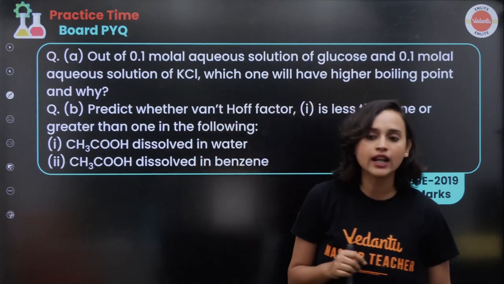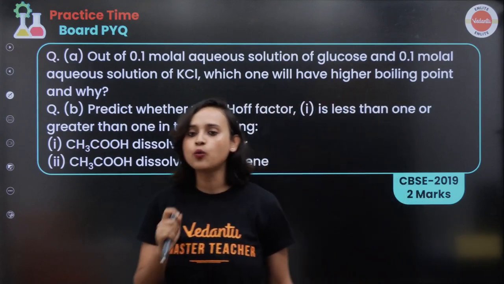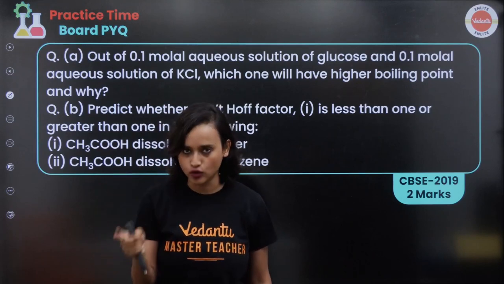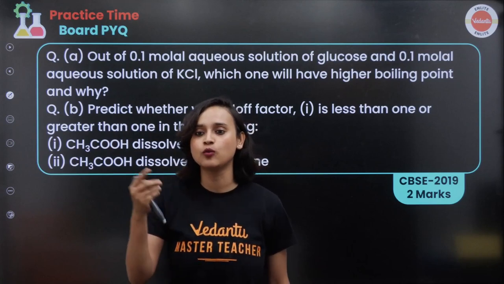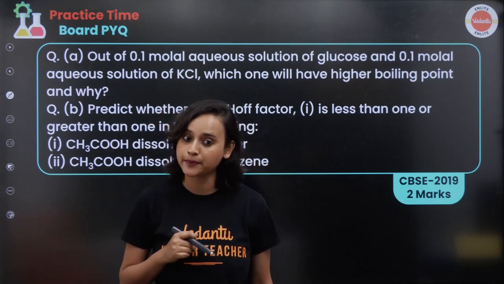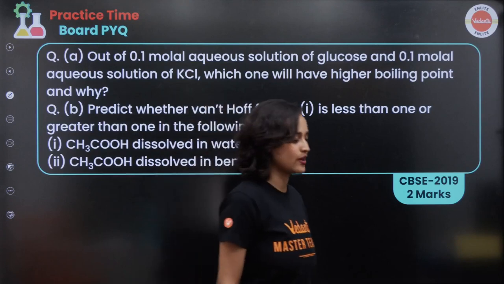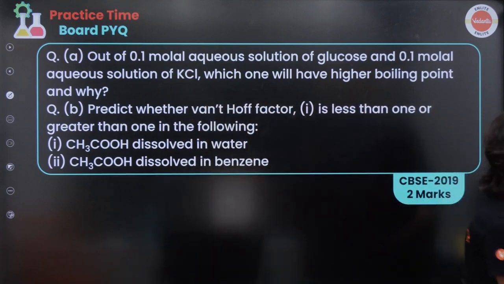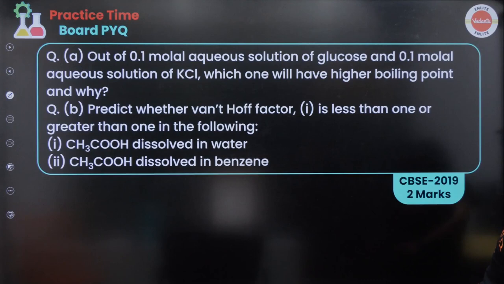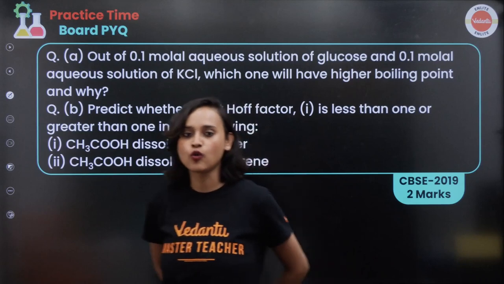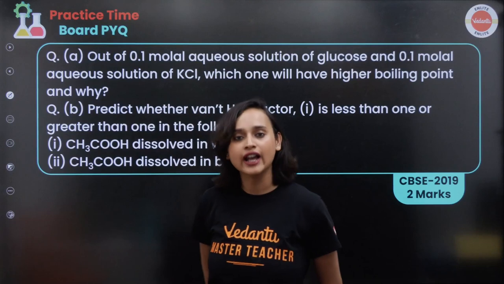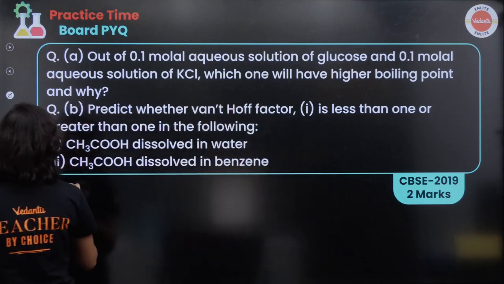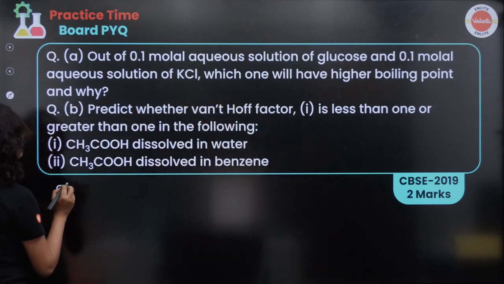Sure. Now, tell me, out of 0.1 molar aqueous solution of glucose and 0.1 molar aqueous solution of KCl, which one will have a higher boiling point and why? This is a common sense question, guys, an absolute common sense question. You cannot make a mistake here. You tell me which one will dissociate better. Yes, the answer will definitely be KCl, okay?